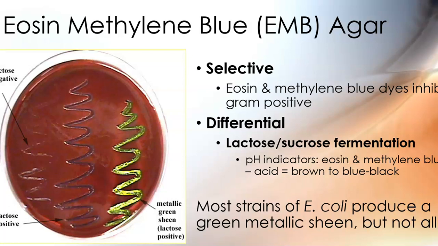Always be on the lookout for them because they could be anywhere, and they come in all different shapes, sizes, colors. So when it says most strains of E. coli produce a green metallic sheen, but not all, this is true. Most E. coli come up as lactose fermenters on MacConkey, but they don't all. So it's something that you're going to learn really quickly.